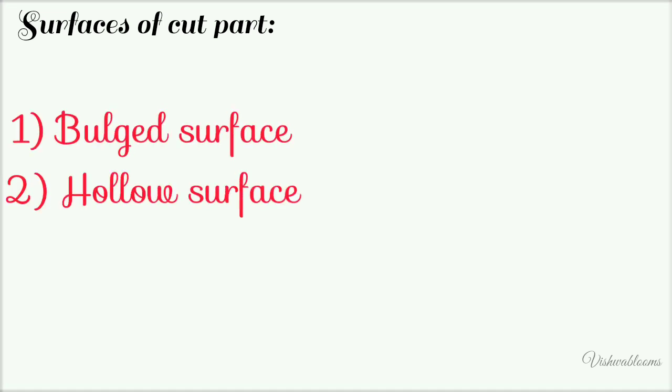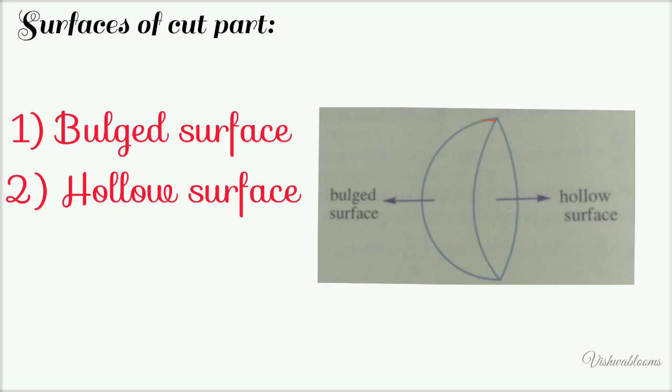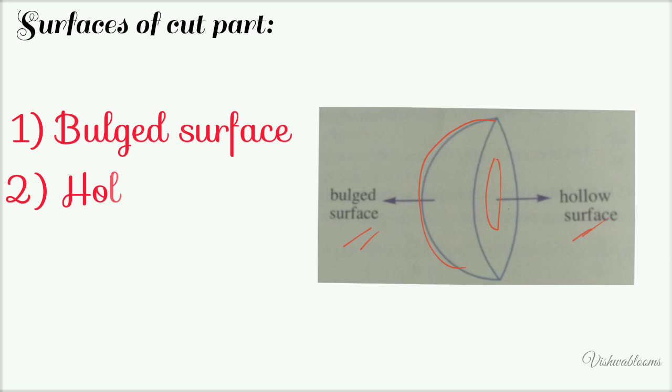Now let's see the surfaces of the cut part. There are two surfaces of the cut part. Let's see one by one. First one is the bulged surface and the other one is the hollow surface. So let's look into the picture for better clarification. This outermost surface is called the bulged surface, and whatever is inside, we call that the hollow surface.